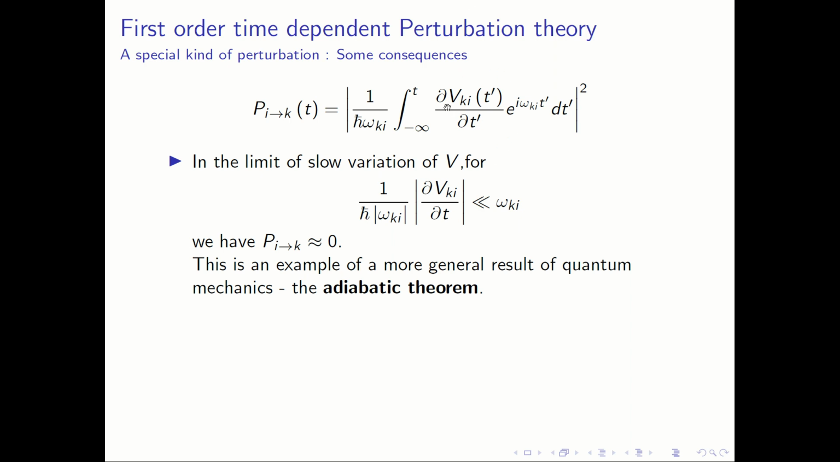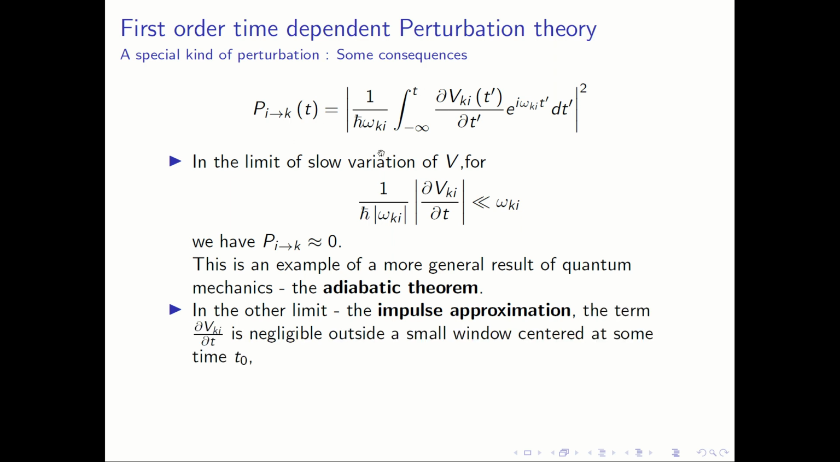∂V_ki/∂t' is large over a very short time interval. Outside that it is 0, of course. What that means again is that you have something called an impulse, a very rapid change. And in this impulse approximation, I can pull out the e^{iω_ki t'} from the integral because over the very tiny narrow interval of time over which this thing is non-zero, the e^{iω_ki t'}, which of course is a rather nice slow sinusoidal function, does not get time to change at all.